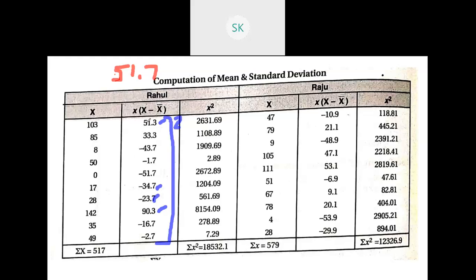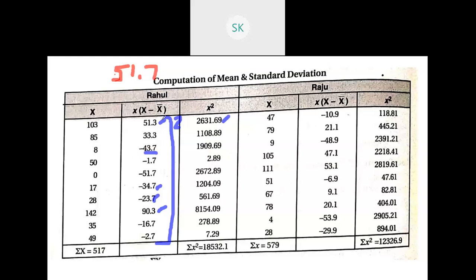How do we square? Just multiply the same number by itself. You're supposed to multiply the number by itself. That is 51.3 into 51.3, which will give you 2631.69. 33.3 into 33.3 is 1108.89. Minus 43.7 into minus 43.7. Minus also must be multiplied twice. So 1909.69. And then you have 1.7 into 1.7, which is 2.89.